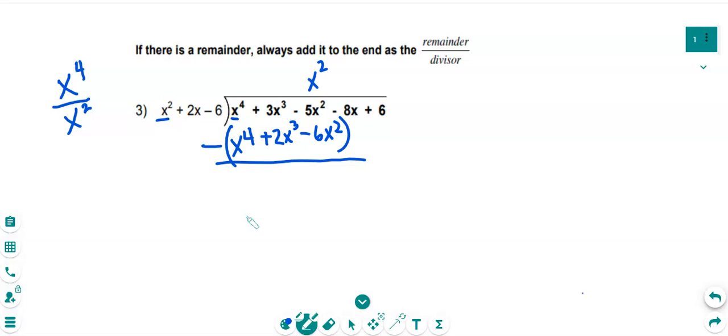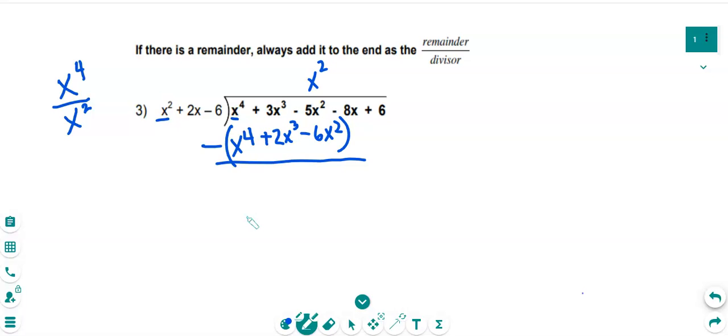I always want you to make sure you understand that this subtraction is distributed across the entire polynomial. So I like to put parentheses. Some students will just automatically change the signs of everything. So we're subtracting this entire polynomial.